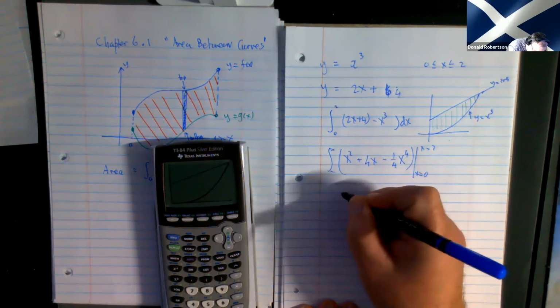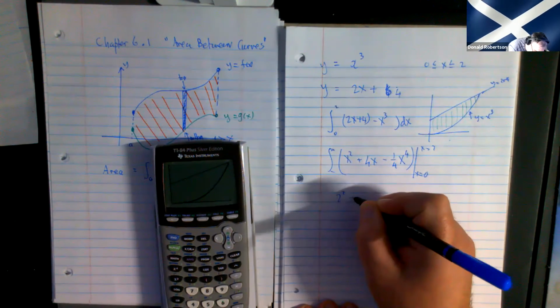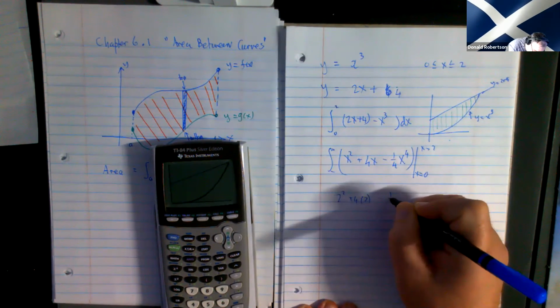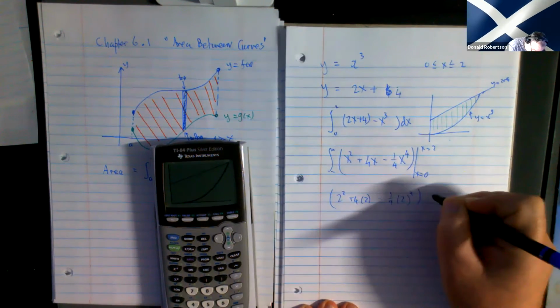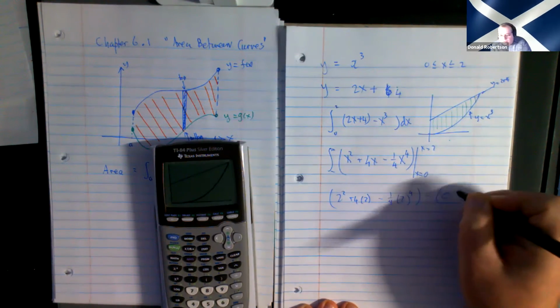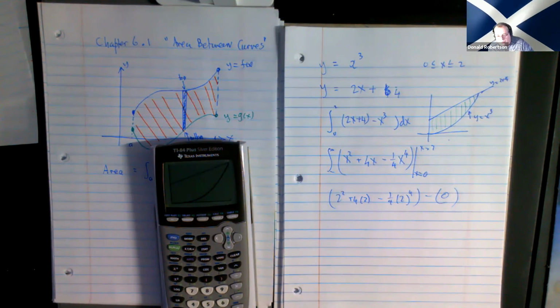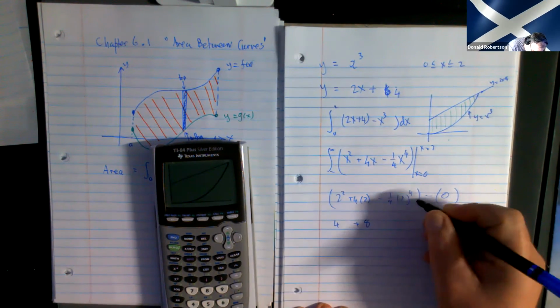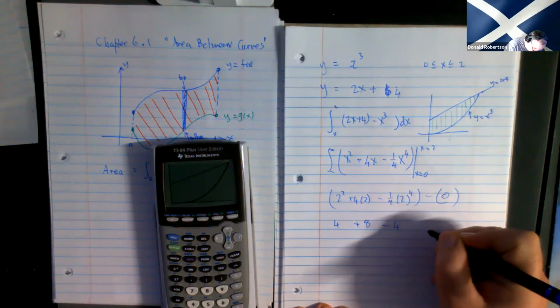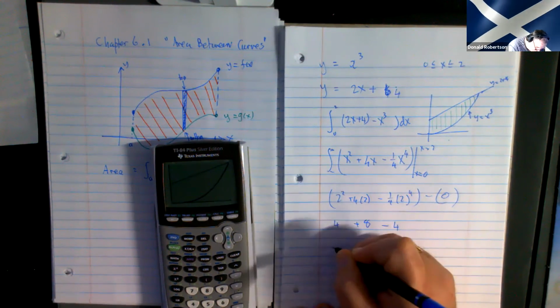So what do I do? I plug in 2. So it's 2 squared, 4 lots of 2, take away 1/4 times 2 to the power of 4. If everything's zeros, just say take away 0, so you don't have to write down nothing squared plus 4 nothings and so on. That guy's 4, that guy's 8, that guy's take away 4. Oh, and the answer is 8.